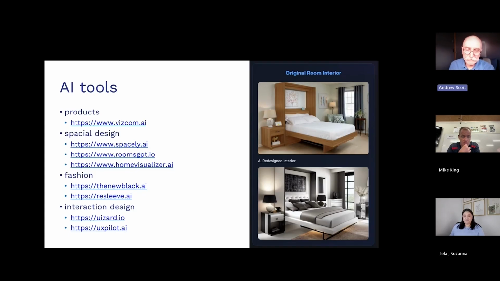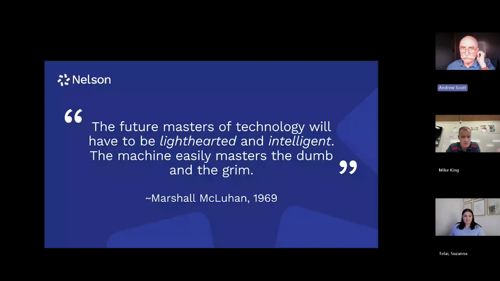Yeah, I think if there's a slide, I've got a quote that's a couple of slides earlier. It's my favorite quote. I use this all the time. It's a Marshall McLuhan quote from 1969. "The future masters of technology will have to be lighthearted and intelligent. The machine easily masters the dumb and the grim." I think AI will definitely master the grim. People who will just take what they're given by it. You've got to really play with it and use it intelligently to get good results out of it.